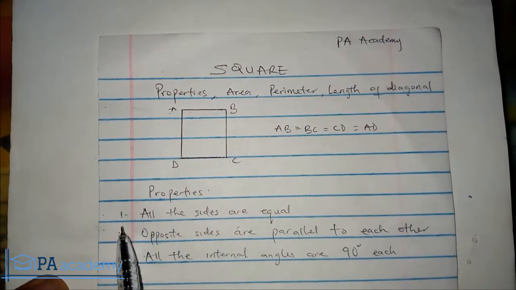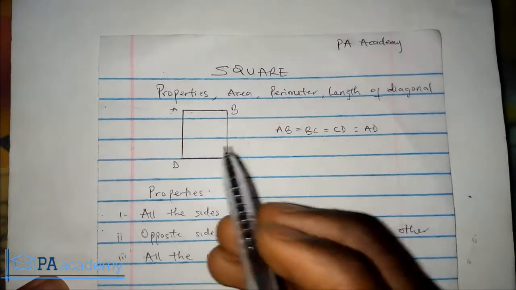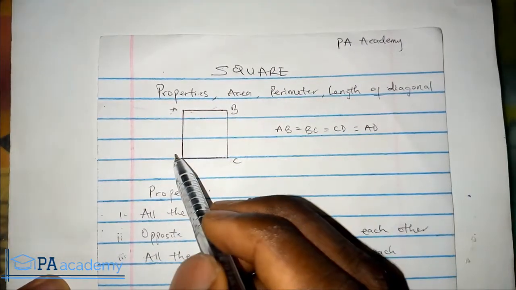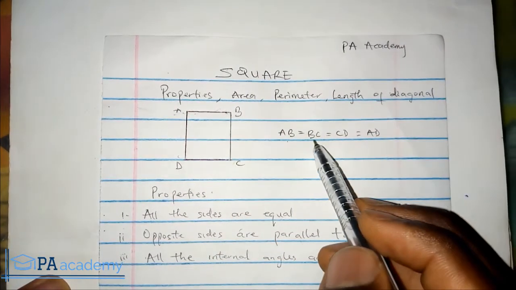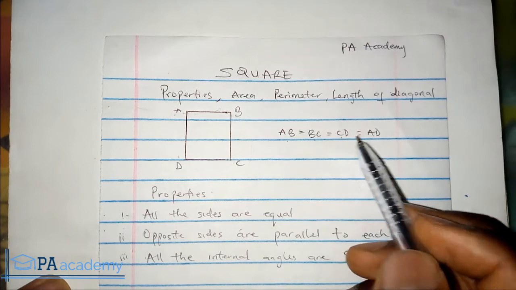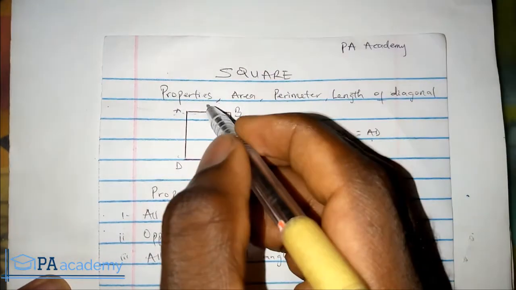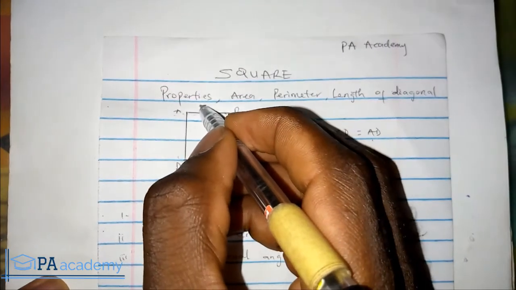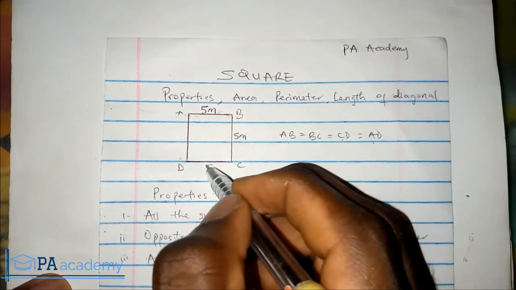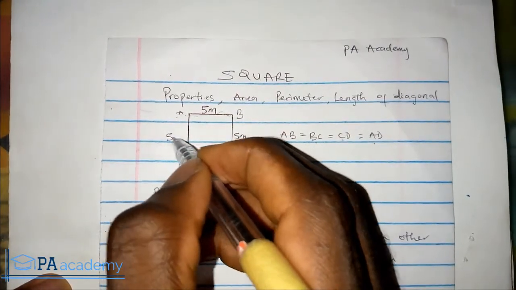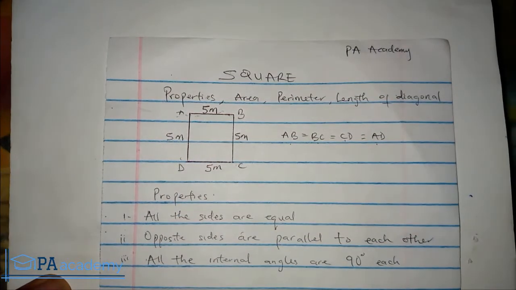So right here is the first one. It says that all the sides of a square are equal. So if you draw a square, all the sides are equal. That's what I have here. This line AB is also equal to BC, is also equal to CD, is also equal to AD. All of the sides are equal. So if this side is 5 meters, that means this side is also 5 meters, this side will be 5 meters, and this side will be 5 meters. All the sides are equal when we are talking about a square.